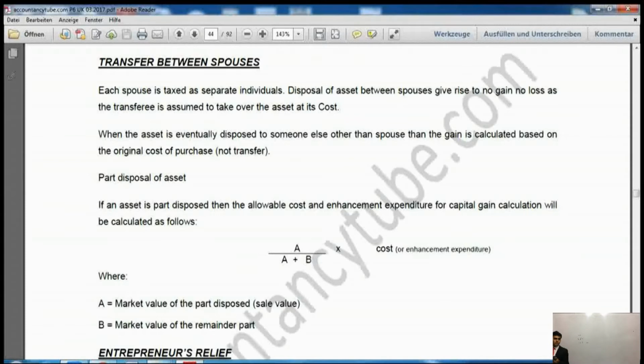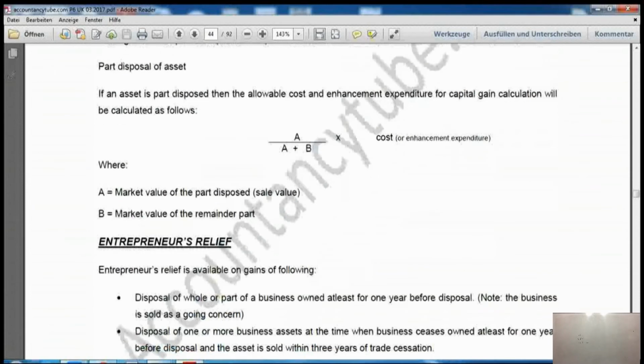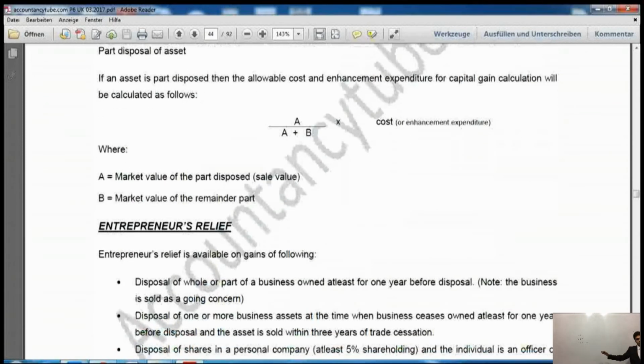After that, it says part disposal of assets. Part disposal of an asset simply means that when you are transferring an asset, you are not transferring the complete asset, you are just transferring part of it. So, for example, if I had a huge piece of land, and I did not transfer all of the land, but I did transfer 1/5 of my land to my friend or someone. What would happen if I just transfer part of the asset? This is called part disposal. How do we calculate the part disposal? You will have to take the sales proceeds, but how to calculate the cost?